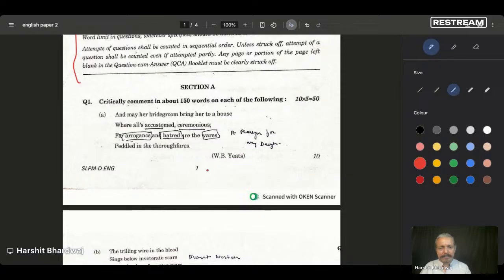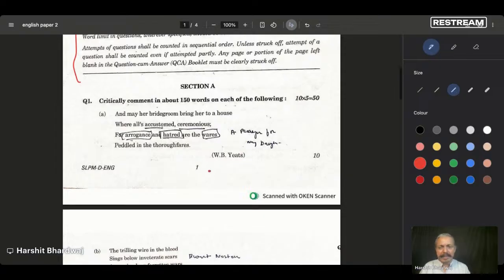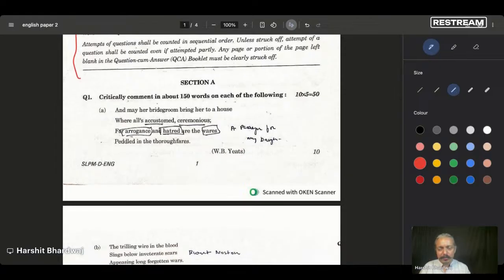So the first one, W.B. Yeats: "And may her bridegroom bring her to a house where all's accustomed, ceremonious, for arrogance and hatred are the way." When I discuss this poetry question, I won't go into details. I won't give you the answers. That's not the point, I'm not solving this question paper for you.